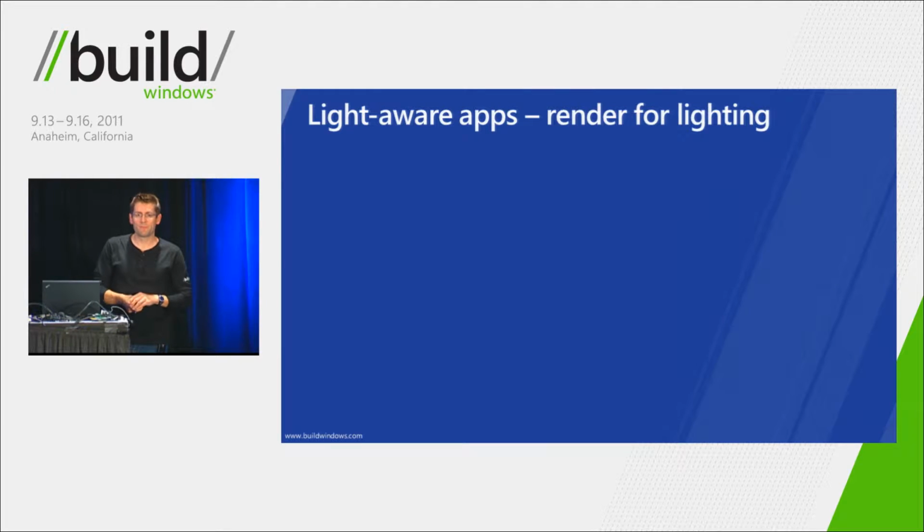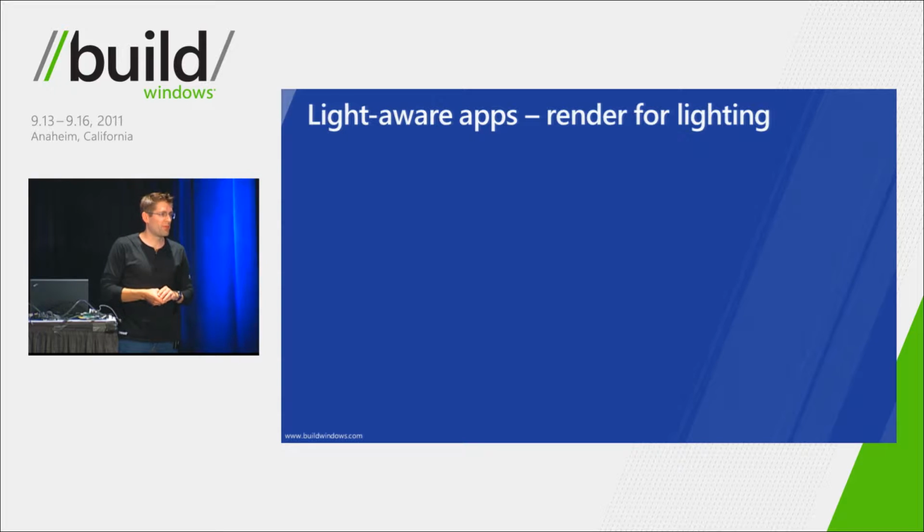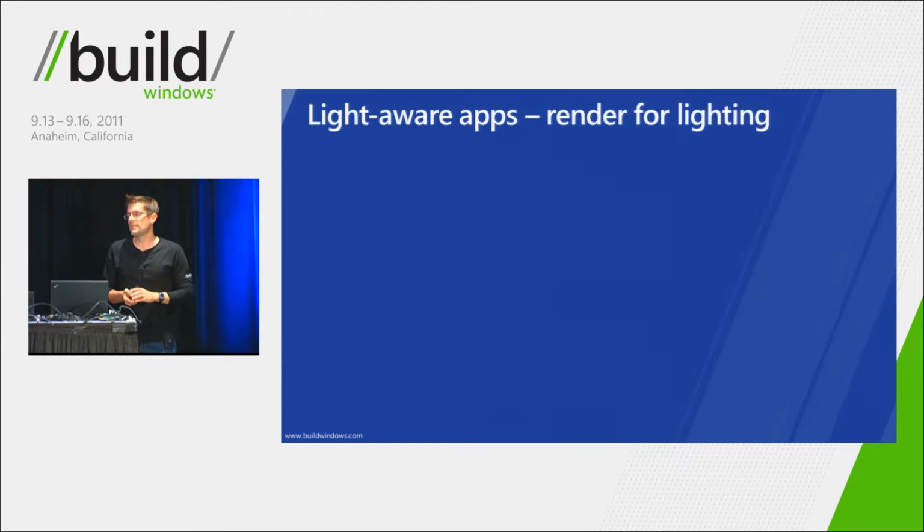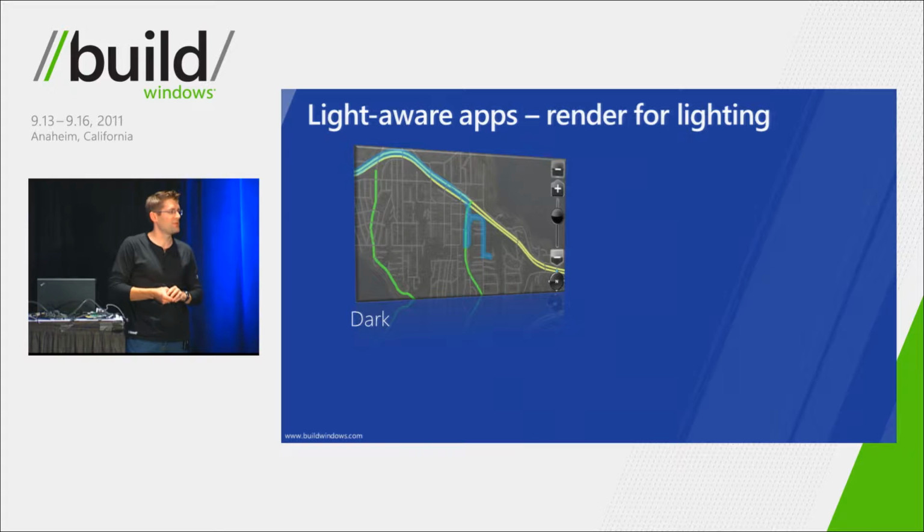So I want to move on to what I call intermediate sensor scenarios. And this is taking the next step to deal with raw sensor data and to perform some basic interactions in our application using that raw sensor data. So the light sensor is one of the sensors that we can use for this type of feature. So let's say we have a navigation application.